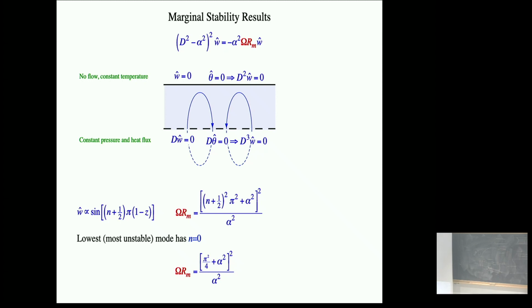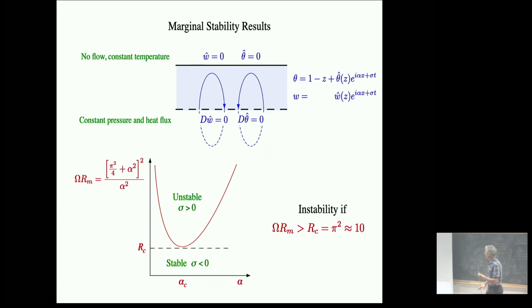And in that case, you can solve these equations very simply with half a sinusoid and find the eigenvalue relationship for the Rayleigh number, which comes out like that, for different structures in the vertical, sinusoidal structures given by n, and the most unstable mode has n is 0, so that gives us that relationship. And this is just the same thing again.